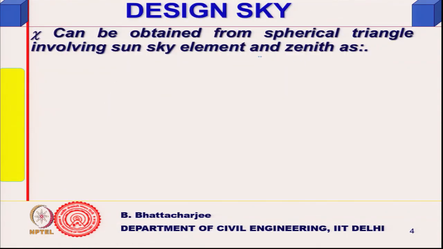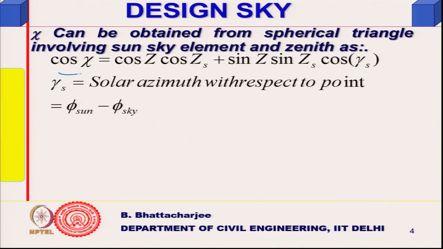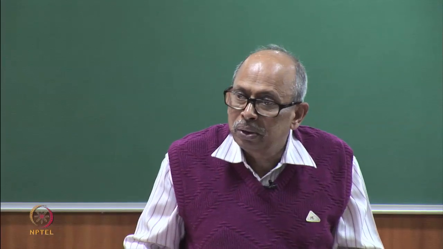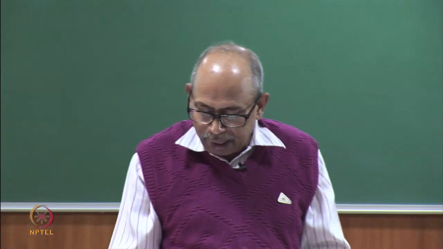This can be obtained from the spherical triangle as cos of this, remembering the same formula that we have used earlier: sin of z, sin of z s, that is what will come, and the included angle is cos of the difference between these two angles, right, because the included angle is nothing but this angle. So, this angle is phi sun minus phi sky, where phi is an azimuth angle, the same convention we used earlier, and phi of the sky element.